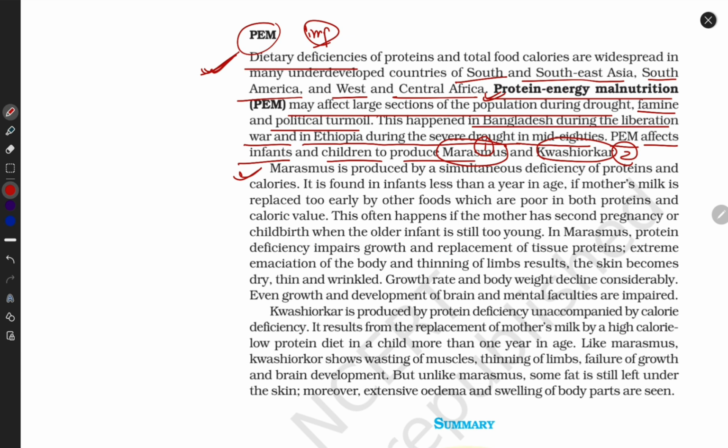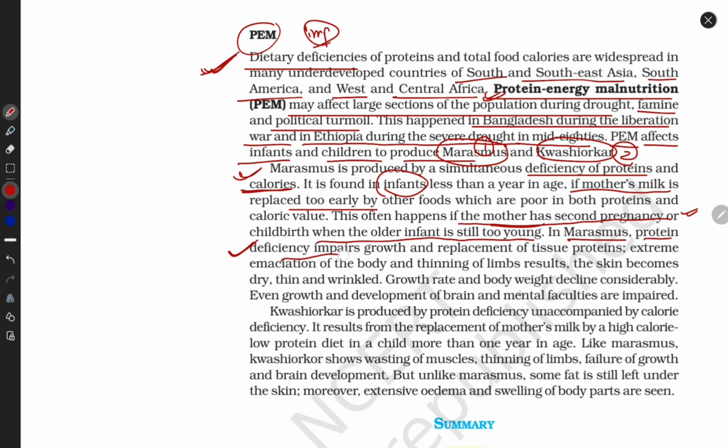Marasmus is produced by deficiency of protein and deficiency of calories in our food. This kind of disease is mainly found in infants who suffer from malnutrition in early age. If mother's milk is replaced too early, if the mother does not feed the baby properly, such babies easily suffer from this disease. If the mother has a second pregnancy or childbirth when the older infant is still very young, the second baby also suffers from marasmus.